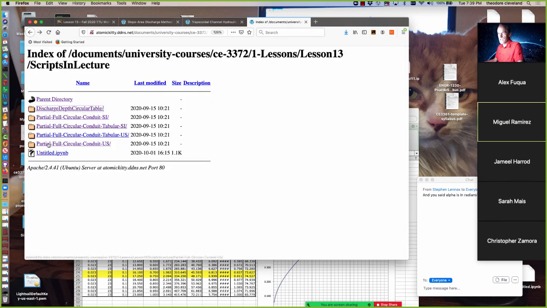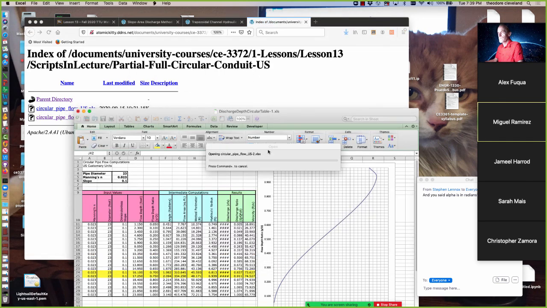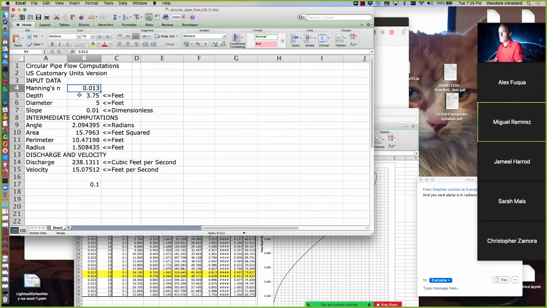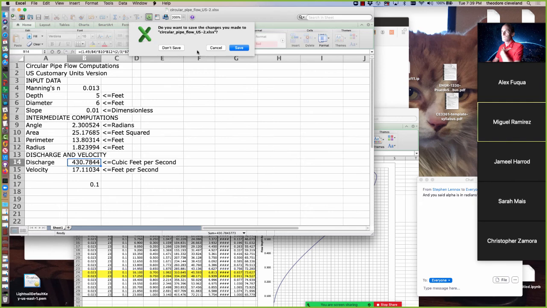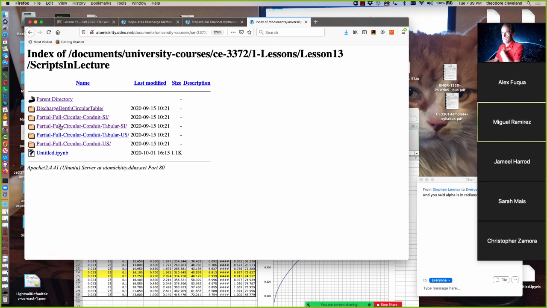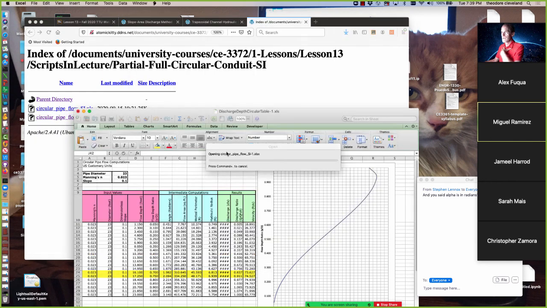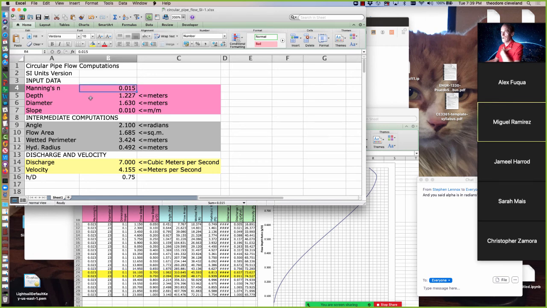Okay, so the other charts I showed earlier, that you all saw the mouse moving but you didn't see a chart, was this one. This one is just a direct entry for computing the intermediate computations as well as discharge and velocity. And there's a few others along the same genre. Let's see, partial full, circular, SI. Yeah, this one has the colorful input.